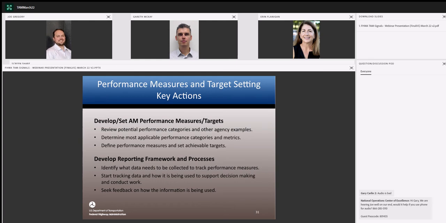You then go through a process of starting tracking and collecting that information to support your decision making. We'll talk about that a little bit more in terms of life cycle planning, one of the themes coming up. And then, once you've had that performance framework in place, seek feedback on how that information is being used, whether people are able to manage to those measures and targets, and whether any change needs to be made. So from an asset management perspective, with all these items, we're talking about continuous improvement as we work through a process and learn more about what's going on.